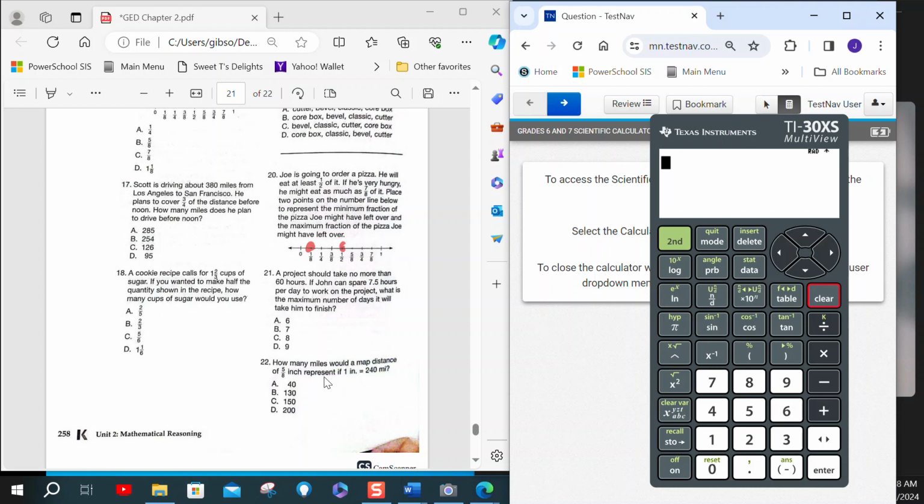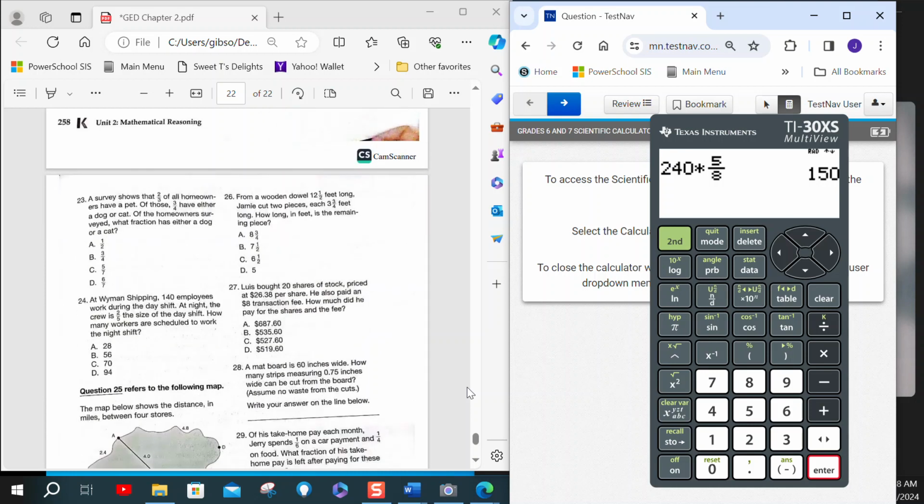Okay, 22. It says, how many miles would a map distance of 5/8 inch represent if 1 inch is equal to 240 miles? So a map distance of 5/8 of means multiplication. So we'll take 240 times the fraction 5, and then press the down arrow to 8 and press enter. So it'll be 150, which is C.